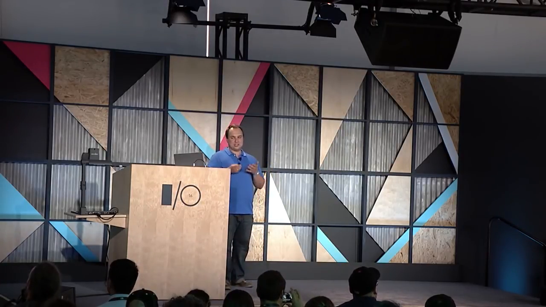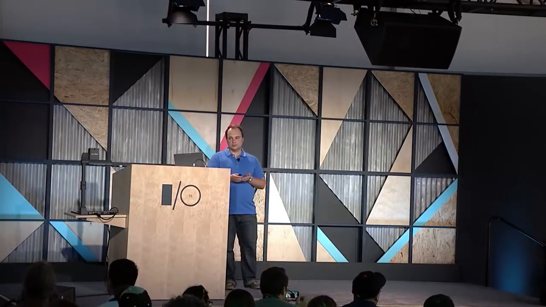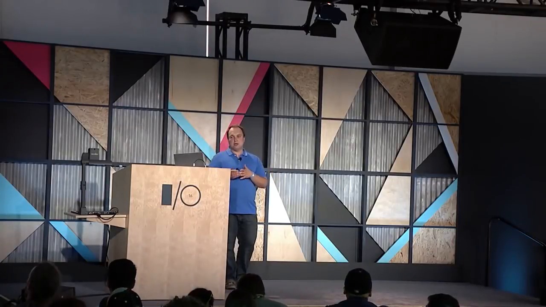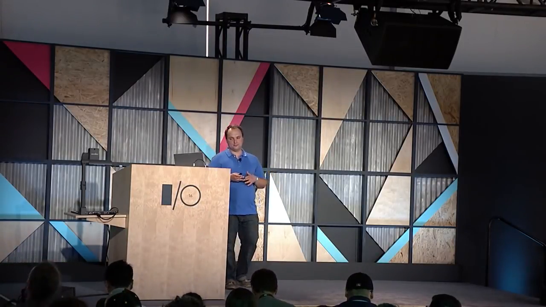So building for billions is a challenge, but we worked hard, we collected feedback, analyzed data, and learned a lot. Now we are sharing those insights with the broader developer community in the form of an easy-to-use checklist. You can find guidelines, recommendations, and best practices for both Android and the web at developers.google.com/billions. And remember, by adopting those best practices, you are not only opening your app to new users in emerging markets, but also providing a much better user experience for those in established markets.